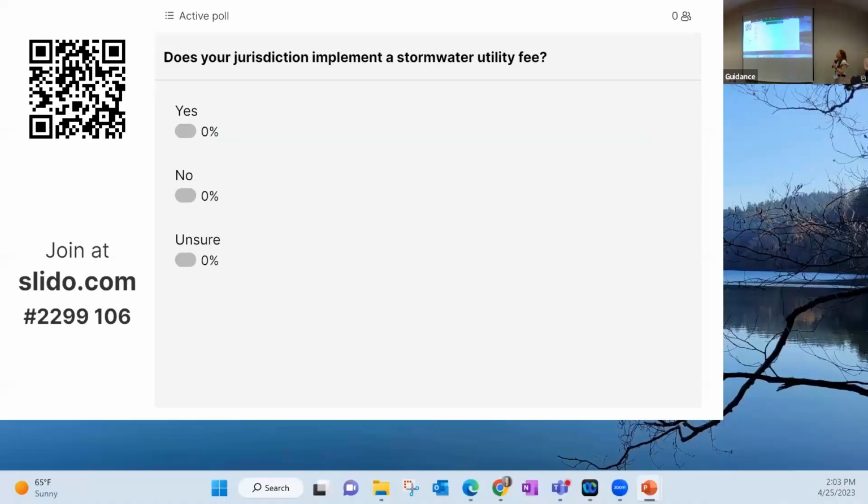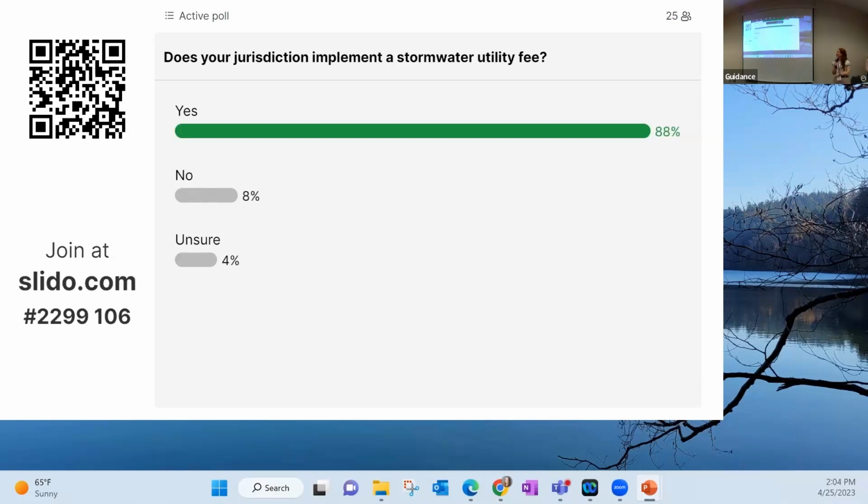Okay, back to Slido, because I am curious to see how many jurisdictions in the room use a stormwater utility fee. Okay, great. So this again supports what we have found with talking to a lot of different permittees. The most common method for funding these stormwater programs is developing these stormwater utility fees.